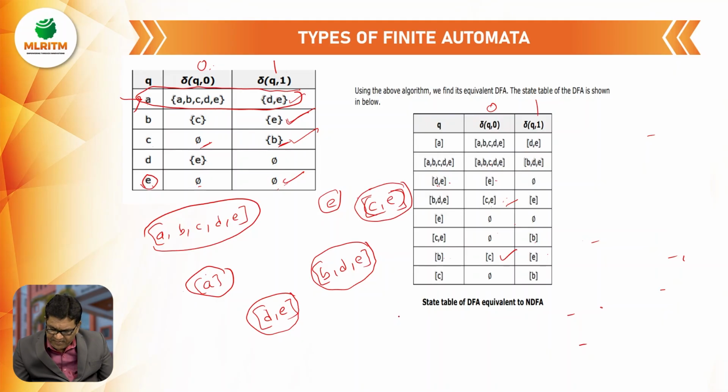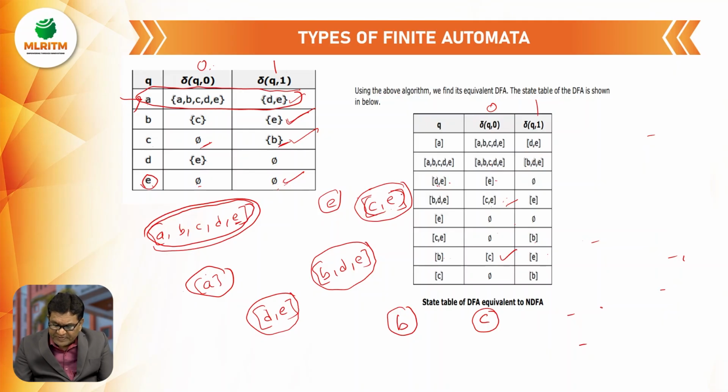And it is a B. B is also one more state. And it is a C. It is one more state. What is the final state in the NFA? E. In the DFA, in which states is that E present? Here the E is present, so it is also a final state.